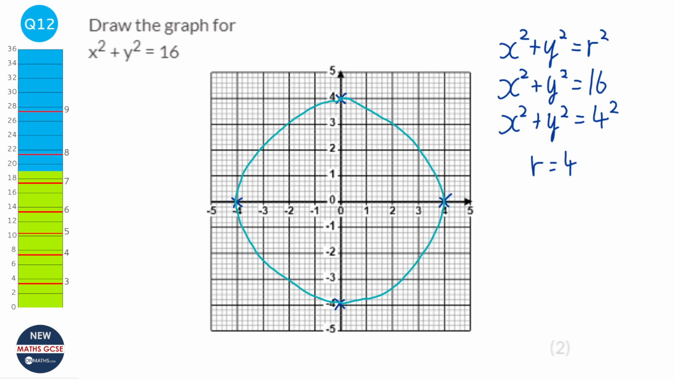So what you do is you just get a compass and put the point at 0, and then you would measure out 4 units. So measure it between the 0 and the 4, and then just draw a perfect circle round.